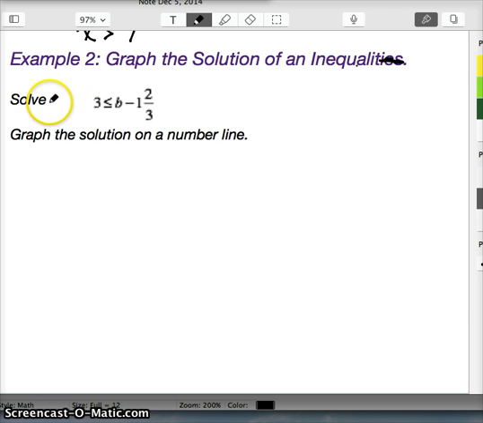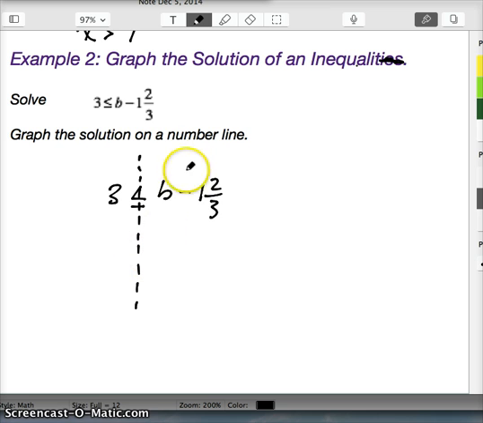All right, so let's solve this. Let's start off here. I'll rewrite this: 3 is less than or equal to b minus 1 2/3. So I need to isolate b. Again, I'm going to treat this like I would an equation where I draw the line and decide what I need to move around. I want to isolate this b. I need to get rid of this 1 2/3. It's being subtracted, so I'm going to do the opposite and add 1 2/3 to both sides of my inequality.